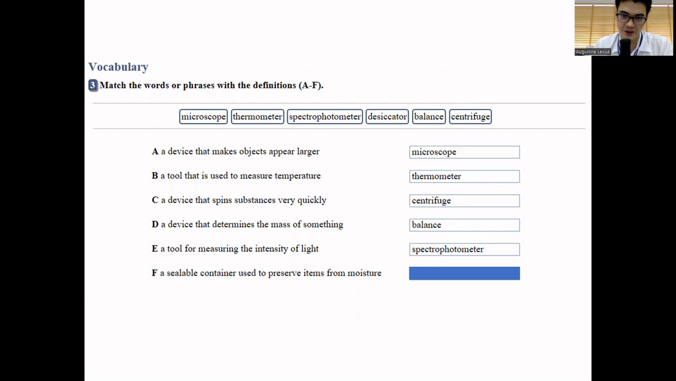Next one, a tool for measuring the intensity of light. We call that one a spectrophotometer. That one's straightforward. It's just to measure the intensity of light. And lastly, a sealable container used to preserve items from moisture. We call that one a desiccator. So that one is to help make sure that the objects remain dry. And yeah, so those are the answers for this section. Moving on.